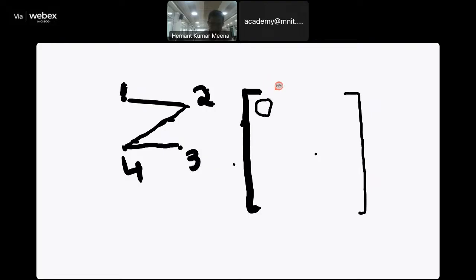Will it be 0? Yes, 0, 1, 0, 0. Krishna has written 0, 1, 0, 0. First we check whether it will be the... Just a minute.